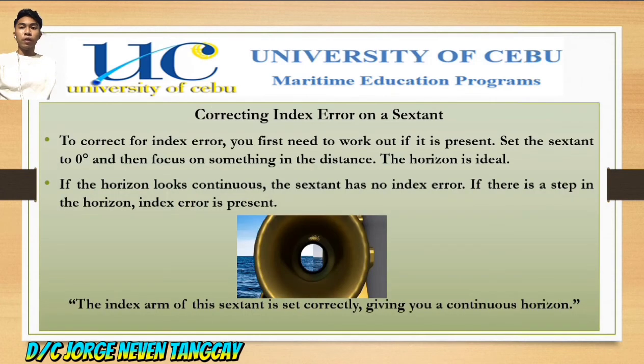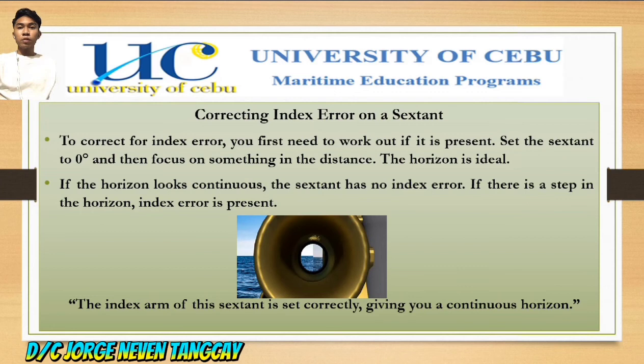Let's move on to correcting index error on a sextant. To fix an index error, you must first determine whether it exists or not. Set the sextant to 0 degrees and then concentrate on a distant object. The horizon is just right. The sextant has no index error if the horizon seems to be continuous. Index error is present if there is a step in the horizon.